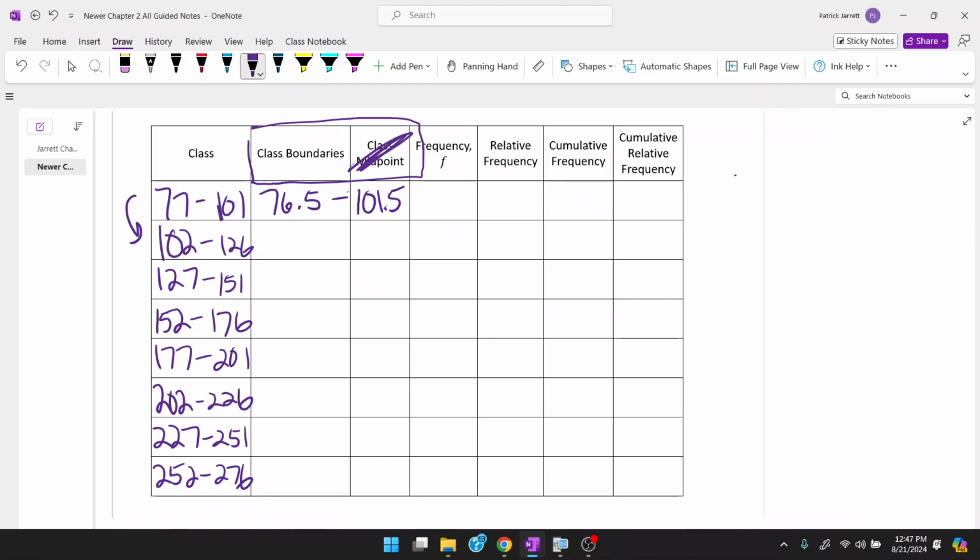Now, here's the next thought. Some people will say, Mr. Jarrett, but the max is 270. Well, yeah, but 276, that's where it's going to end. Now, here is something really good.